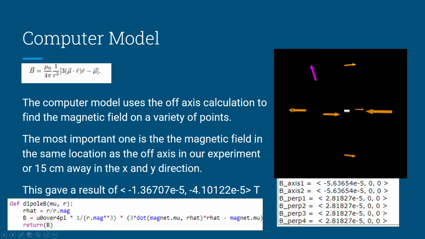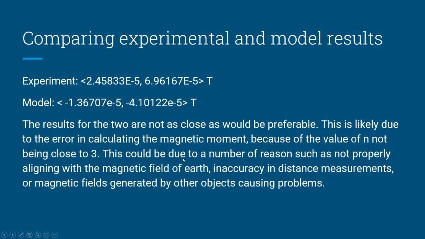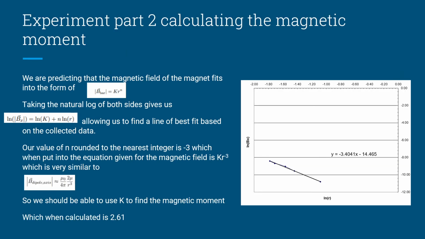And then of course we found the magnetic field based on our computer model for these points. Bringing back up the experimental and computer model, they are not quite as similar as you would hope, and this is likely due to error involved in calculating the magnetic moment, which, when we go back to this calculation, is because our n value here is not exactly -3.